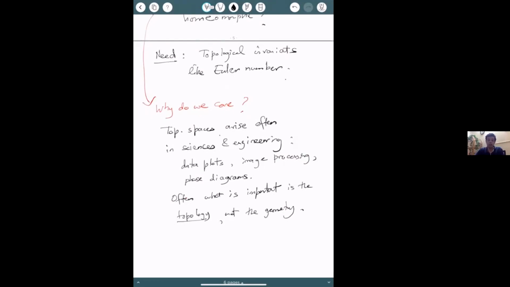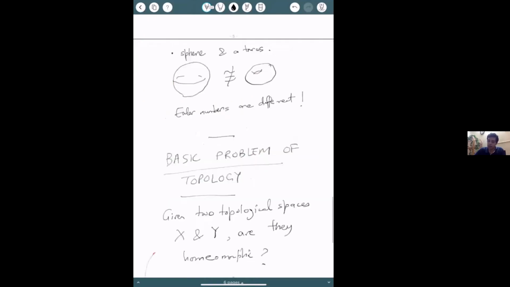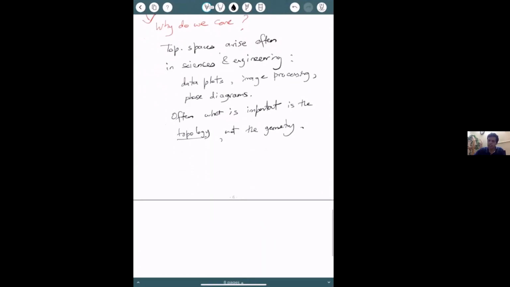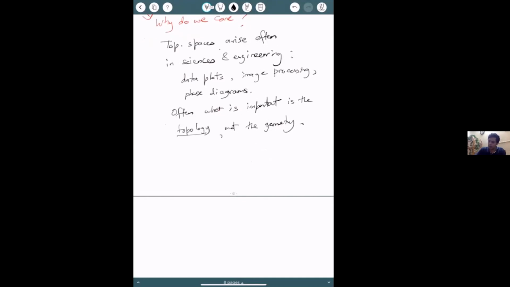And some of these notions, these invariants that have come up today, are used in physics and used in engineering, and potentially more and more uses will always be discovered. Right? So in any case, this is what the basic problem in topology is.